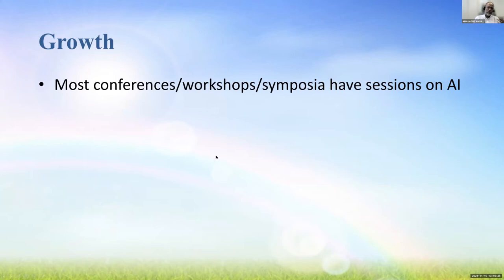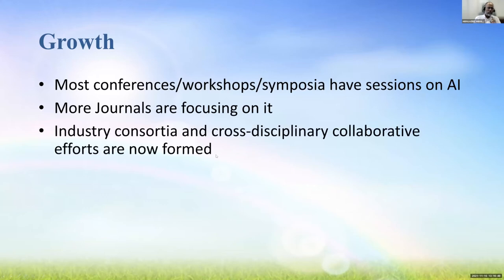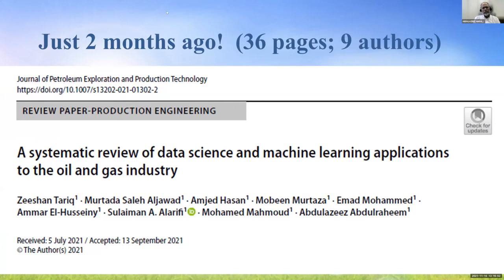Now most conferences, workshops, and symposia have a session on AI, and more journals are focusing on it. Just 2 months ago, we published a review of 36 pages by 9 authors in the College of Petroleum Engineering and Geology, CPG. It was published in the Journal of Petroleum Exploration and Technology in September this year. It is titled A Systematic Review of Data Science and Machine Learning Applications to the Oil and Gas Industry. This is a wonderful reference for you to download and discuss after this forum. I will pick some things from this paper, because it is very fresh, and present to you what has been going on in this area.